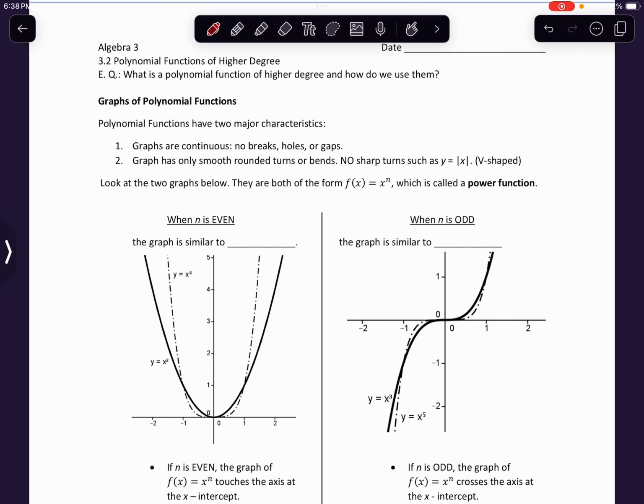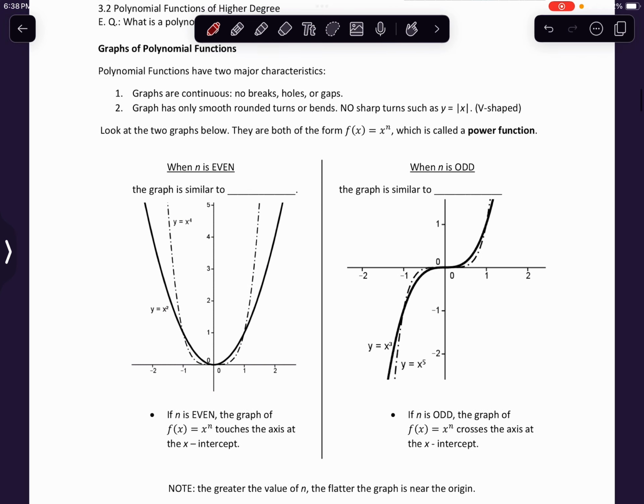So we're going to be looking at two specific graphs today, and if we look at them below, you can see them here. These are called our power functions because they both have this form: f of x equals x to the n power, and that's what's called our power function.